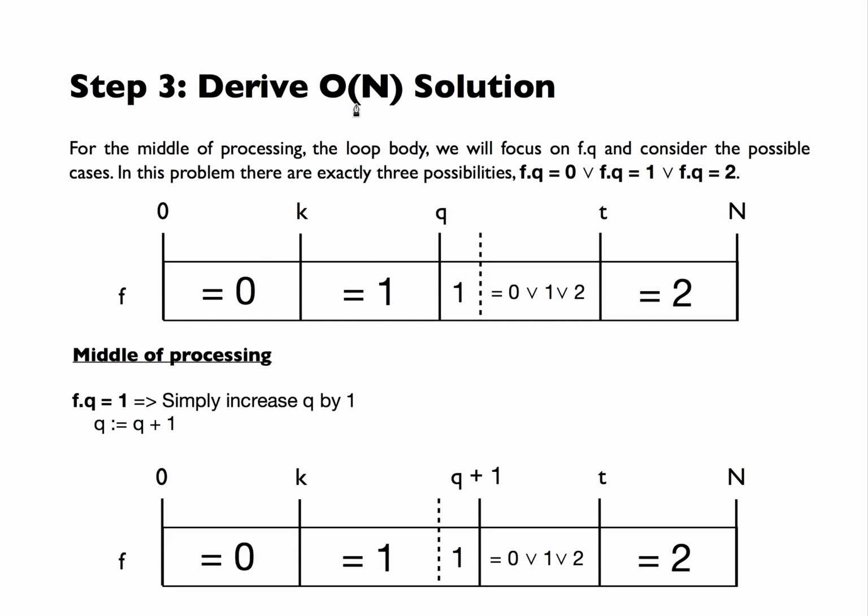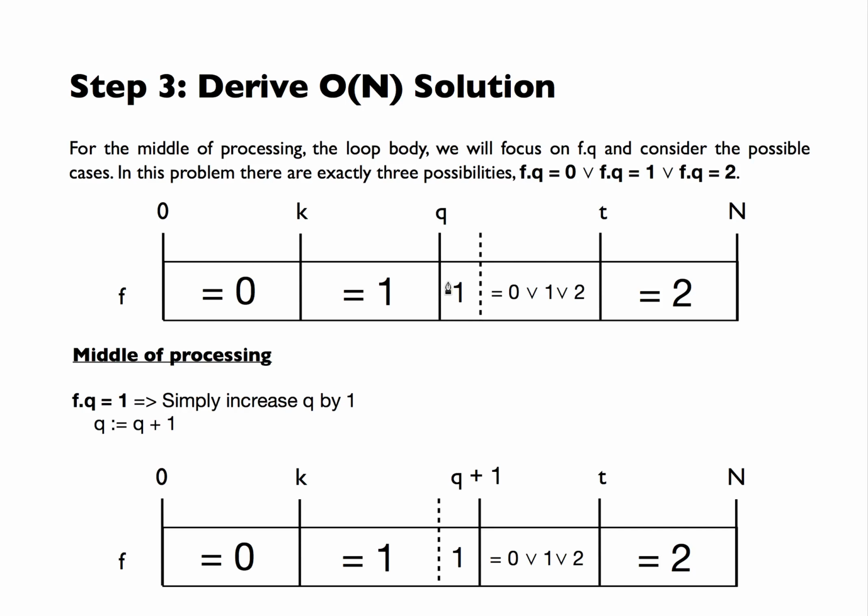The next step is to look at the middle of processing. Now, as this is a 3-segment problem, there are 3 cases, because what we're processing could be a 1, it could be a 0, or it could be a 2. So in the middle of processing, we imagine that we have each case and we see what we need to do in each case.